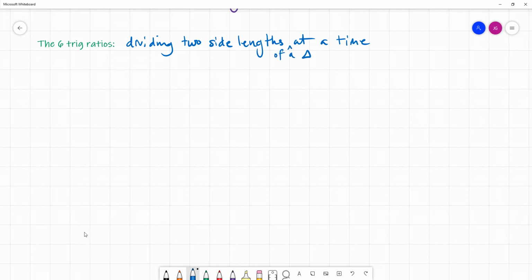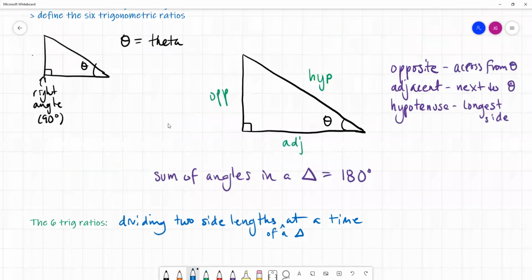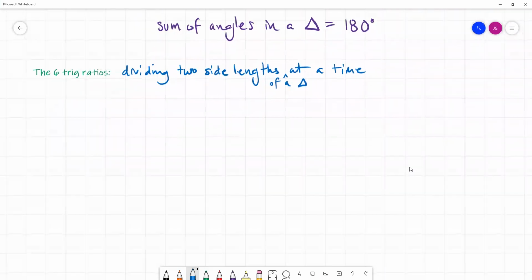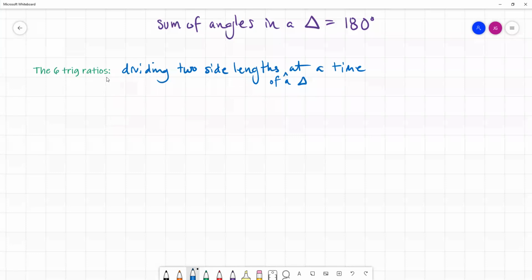So what does that mean? Well, if you look at all the different sides of the triangle, I can divide them in lots of different combinations. I can do opposite over adjacent. I can do hypotenuse over adjacent, etc. Right? And so that's where these 6 trig ratios come from. Ratios meaning we divide 2 numbers. Okay, and so what are those 6 ratios? We have these words to describe them. Okay, so we have 6 of them.